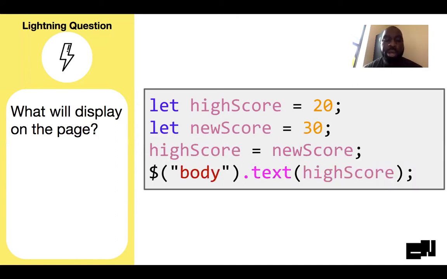Okay, what about here? What happens here? So we've declared 2 variables, highScore and newScore. We've set them equal to 20 and 30 respectively. And then we've set highScore equal to newScore, right? So now we select the body and we change the text to highScore. HighScore is equal to newScore, so 30 should appear on the page.